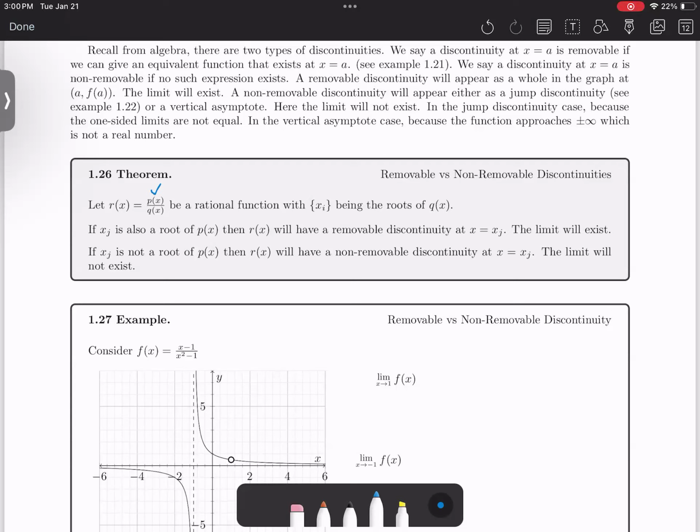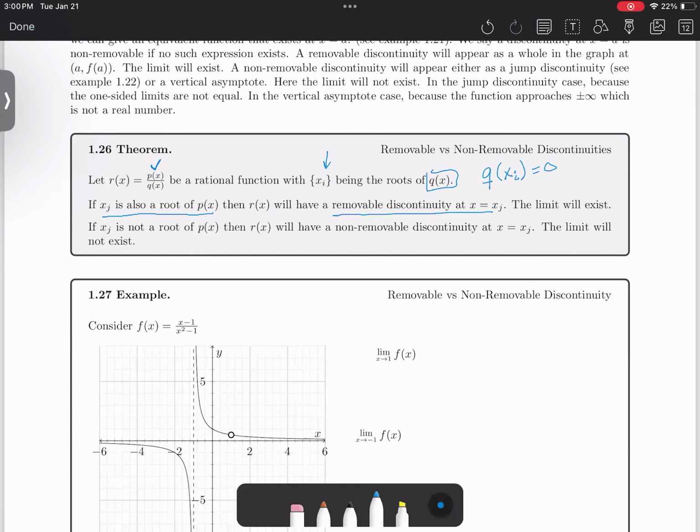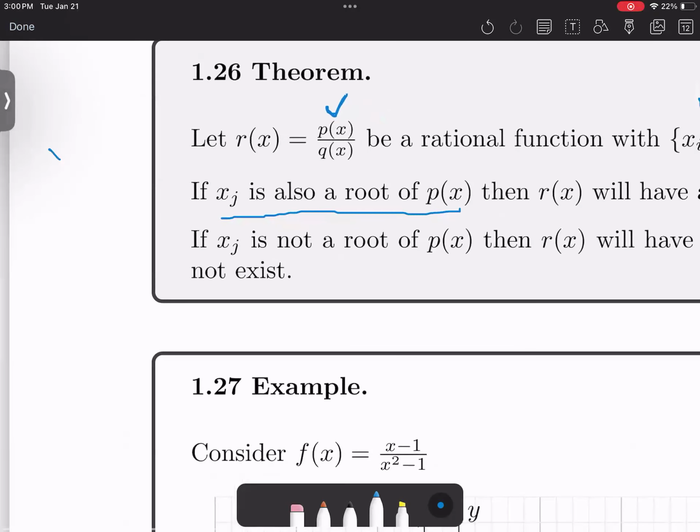And if I have a root xi of q of x, so that just means that q at xi will give me a zero, right? A root is a zero. Well, if it's also a root of p of x, then I will have a removable discontinuity at that point. So for instance, x minus 2 over x minus 2.